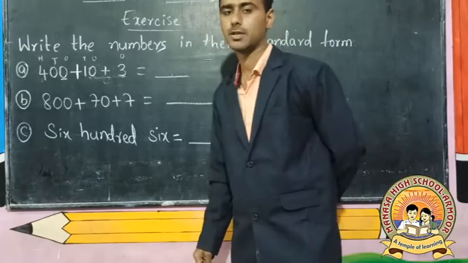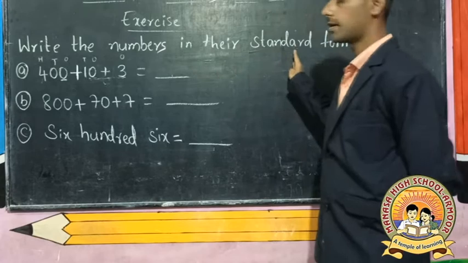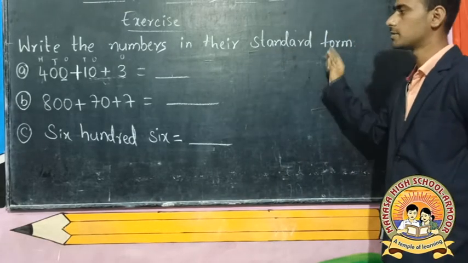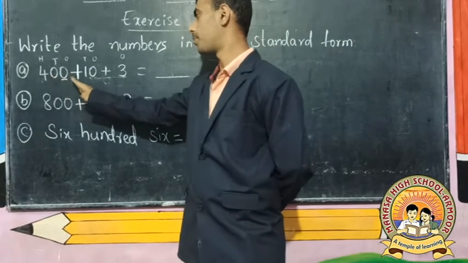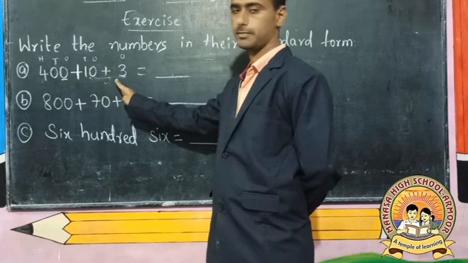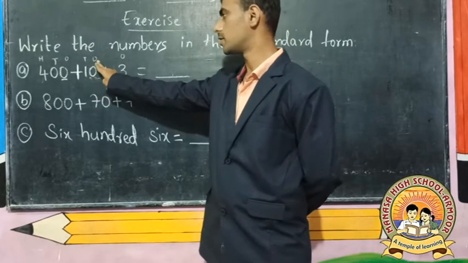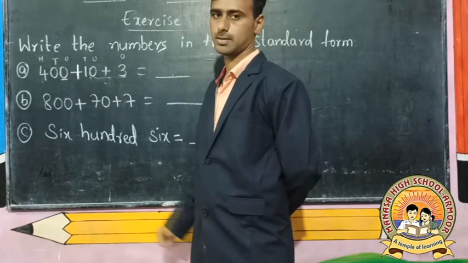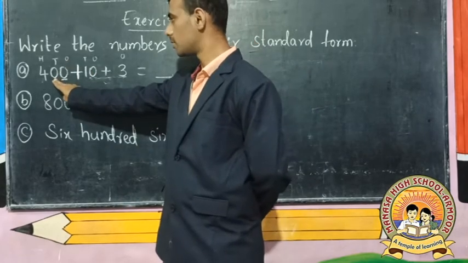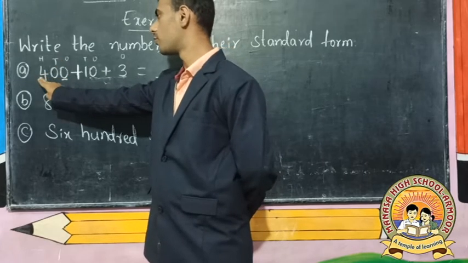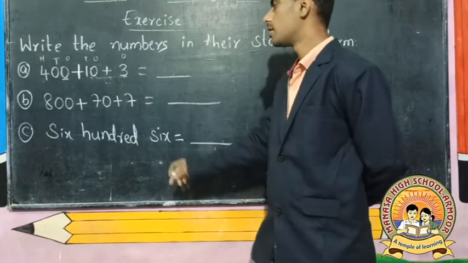Now, children, let us go to the exercise. Write the numbers in their standard form. Here, the question is 400 plus 10 plus 3. So 3 is in the ones place, 0 in the ones place, 1 in the tens place. 0 is in the ones place, and another 0 is in the tens place, and 4 is in the hundreds place. So we have to write in standard form.